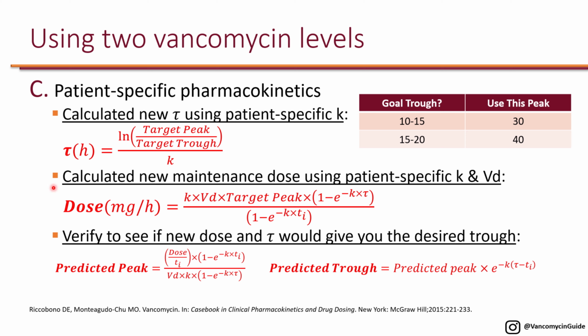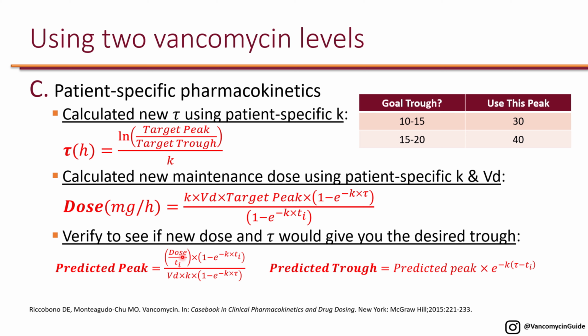And then once we get a dose and a tau, it's important to make sure that it's going to give us the correct predicted peak and trough before we actually recommend the dose. So we will use these equations. Now, this TI should be a TI that matches the dose.